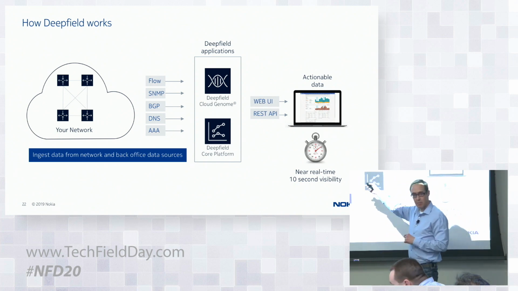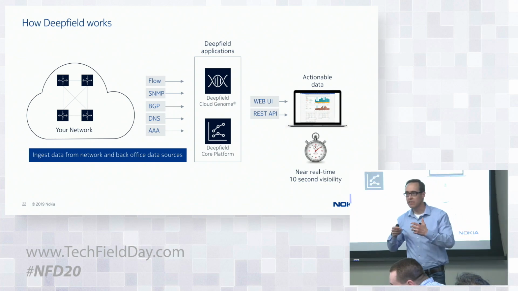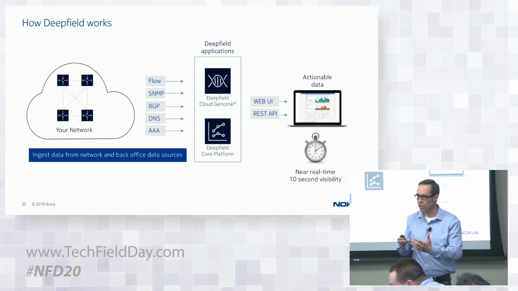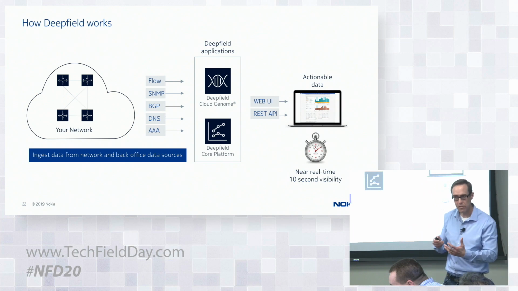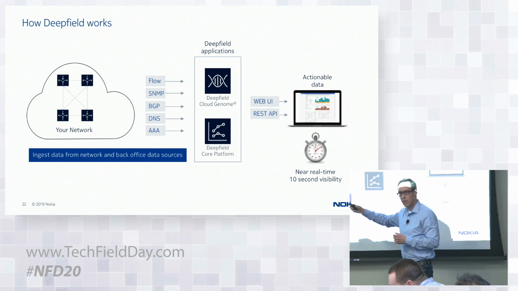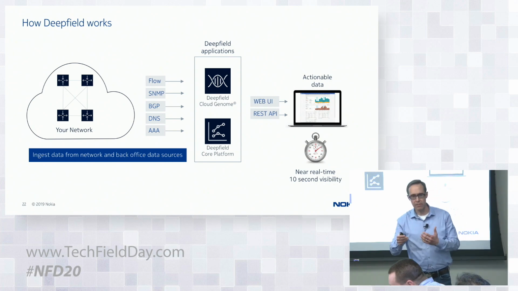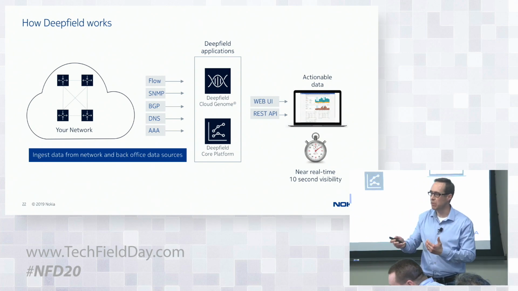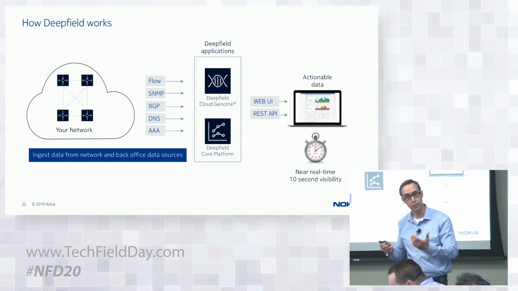We also take in SNMP data. So we need to have a conceptual understanding about what your routers look like, what the interfaces are, what their names are, right? Those types of things. We also take in BGP. So we have some notion of origin AS, AS path, BGP communities inside of your network, that kind of information.